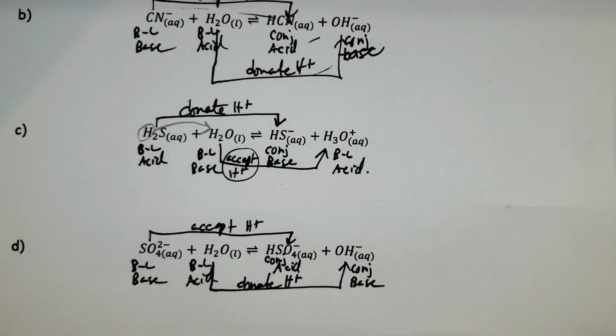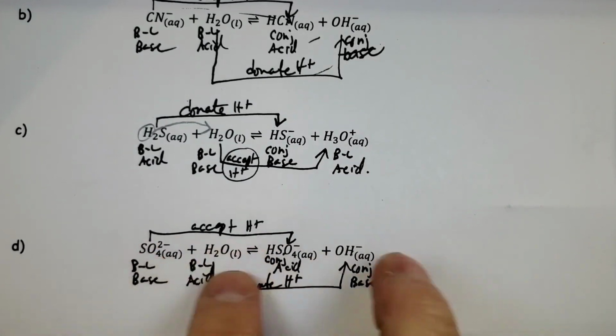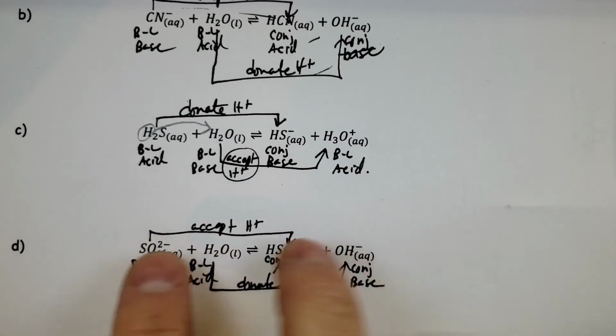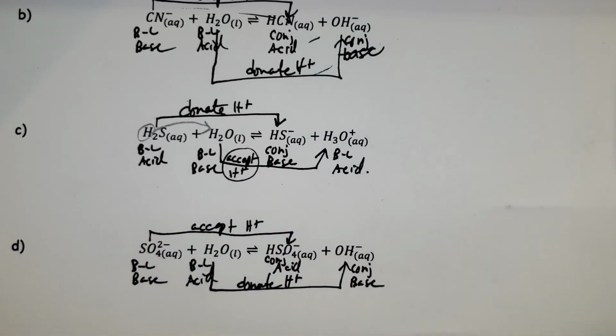So Bronsted-Lowry acids and bases are paired up with conjugate acids and bases. The key thing here is to pair up the conjugate acid-base pairs, those species that differ by a single hydrogen. All right, you should be able to do the assignment, and we'll see you again.